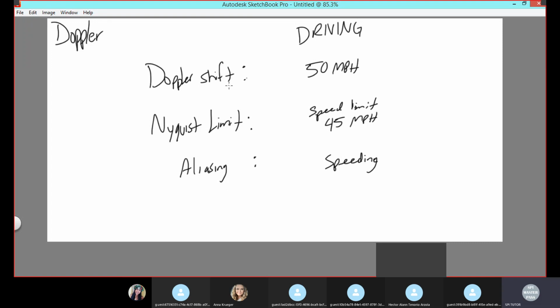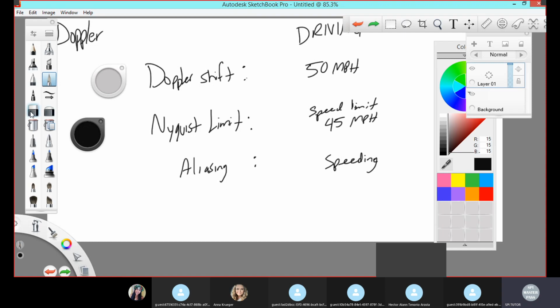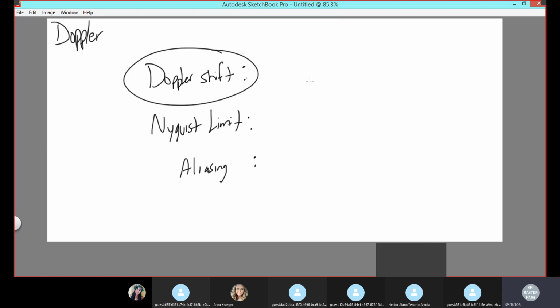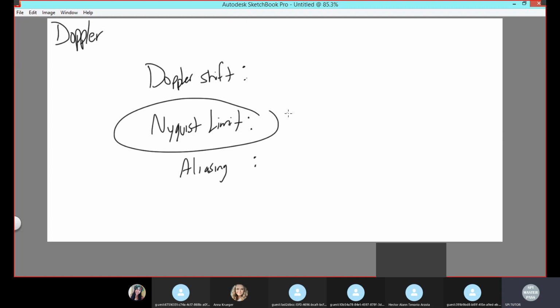So that is how your Doppler shift, your Nyquist limit, and your aliasing relate. Your Nyquist limit is simply your limit. It's how much you can handle. And if you go over that, there's a consequence. That consequence is called aliasing. So what you really have to remember is what is going over your limit. It's your Doppler shift. Your Doppler shift is the one that is going over your limit, because this is your movement and this is the limit that there should be on the movement.